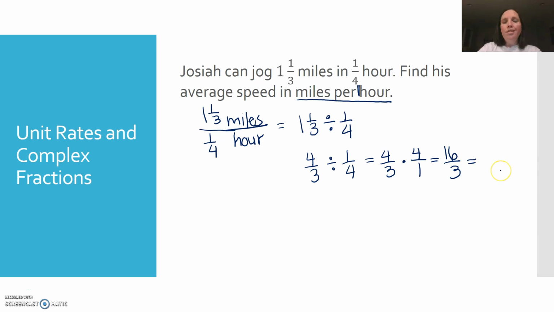For this one, it's better to change it into a mixed number, because if I tell you miles per hour and I say that person was going 16/3 miles per hour, that doesn't have a whole lot of meaning to us. But if I say that 3 goes into 16 five times, and I have 1 left over, so somebody was going 5 1/3 miles per hour, that's going to have a little more meaning to you as far as getting an idea of how fast they are going. So our unit rates are going to be the same process, it's just different types of numbers.